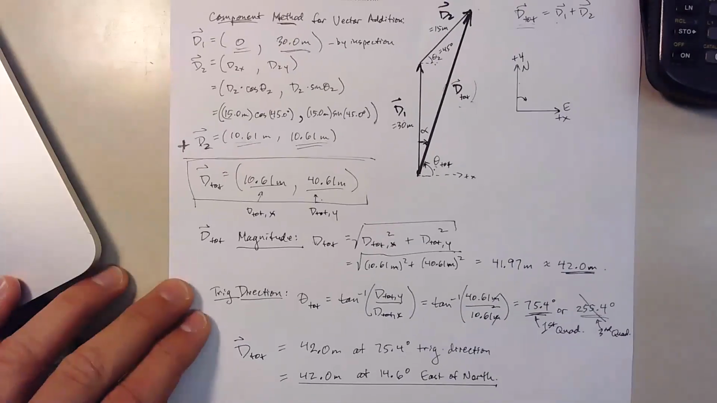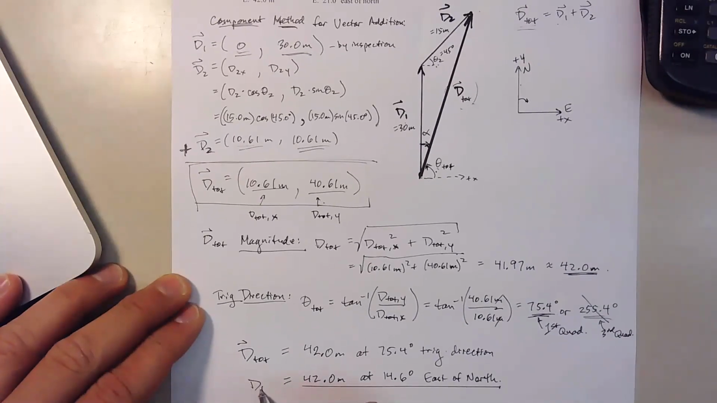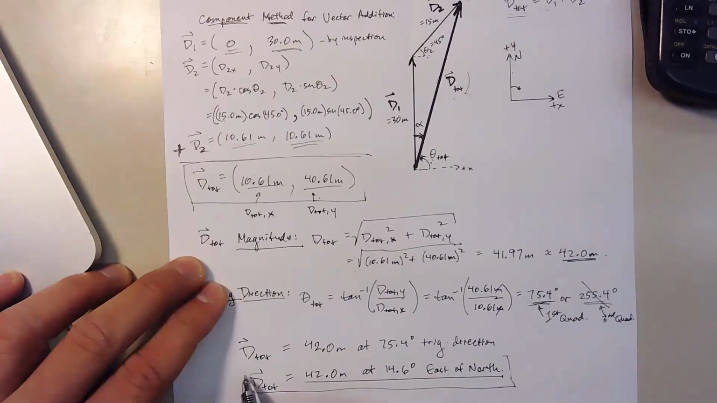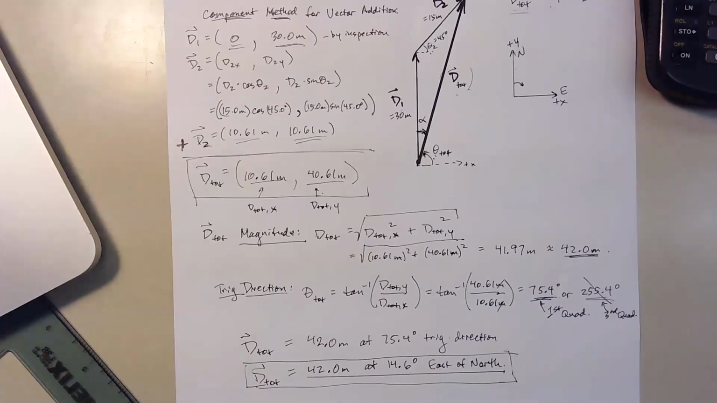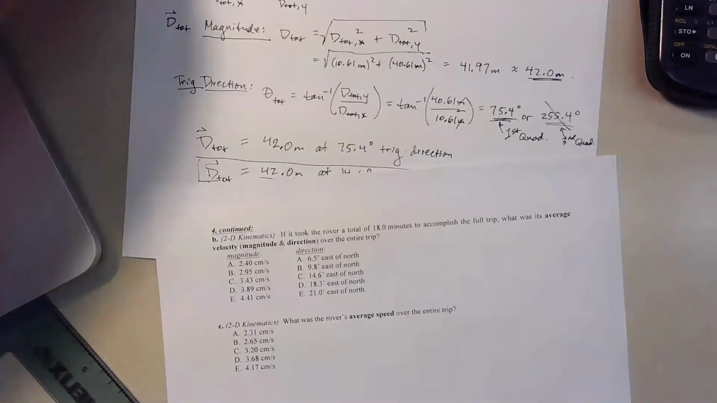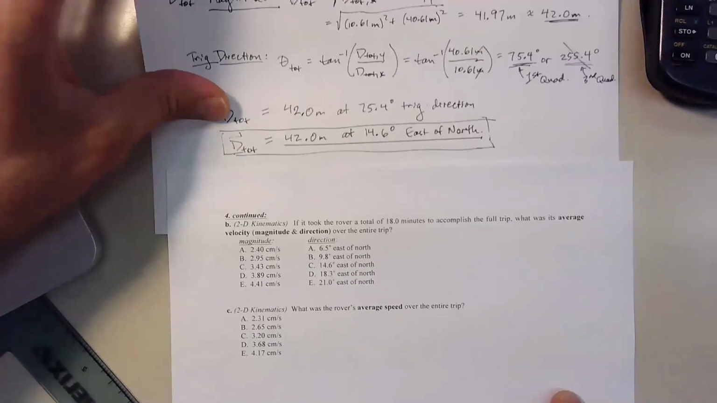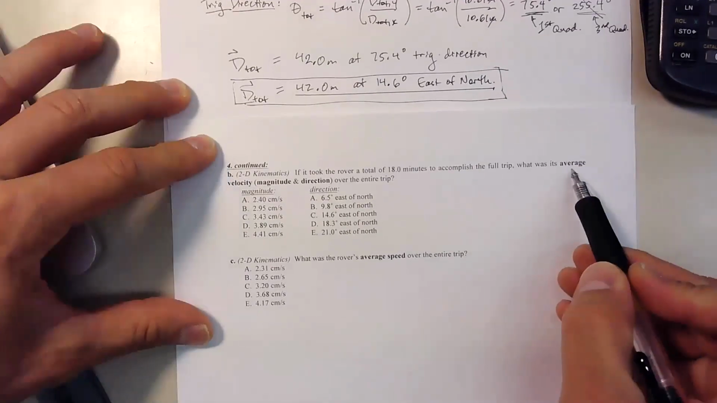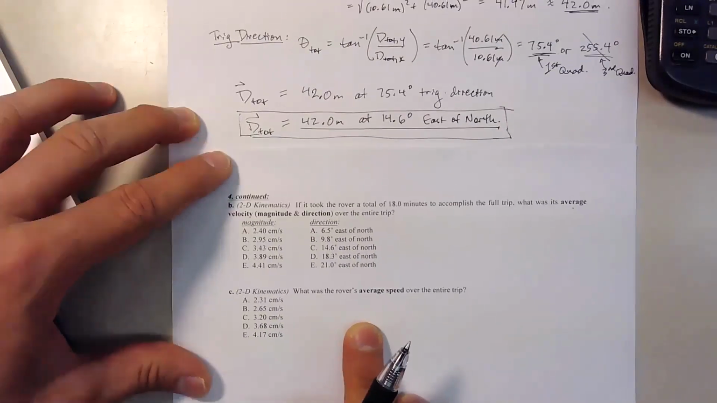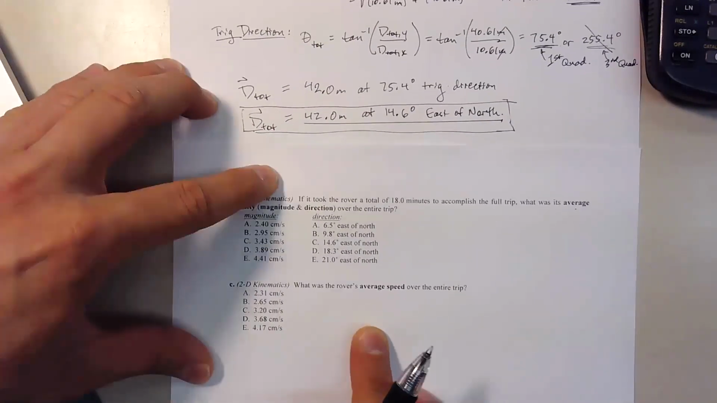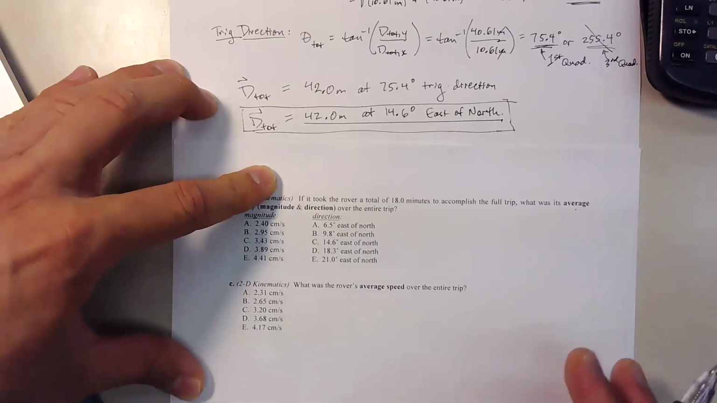So let's keep this in mind. We now know d total in magnitude and direction, and we know d total in components. So we can use either of those in the parts of the problem that are coming ahead. Okay. So the next part of the problem, part B, asks what is the average velocity of the rover over the entire trip? And then part C will ask us about the average speed. Okay. So let's set part C aside for now and just look at part B.